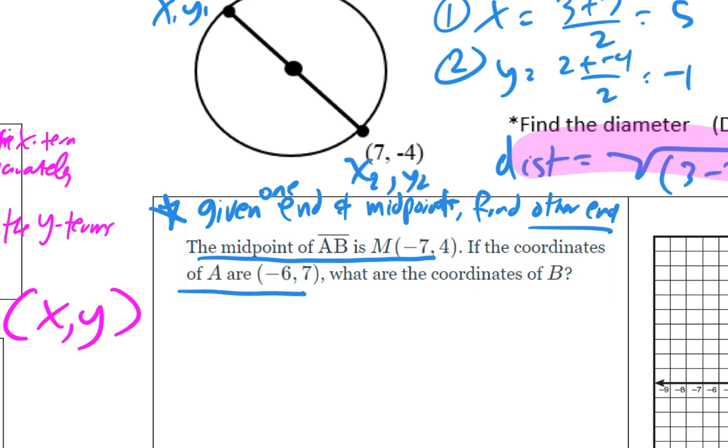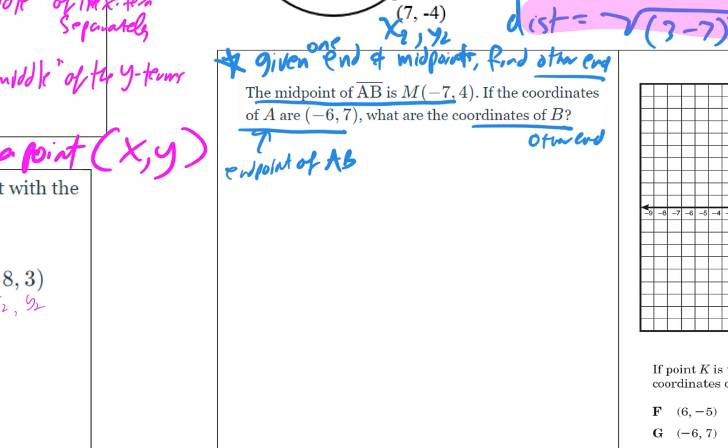Okay, so it says the midpoint is this. We know that A is an endpoint of AB. So if that's the end, here they want B, which is the other end. So we're not finding the midpoint. They already gave us the midpoint, so that's what we need to recognize. We want to find the other end. So here's how we do it.